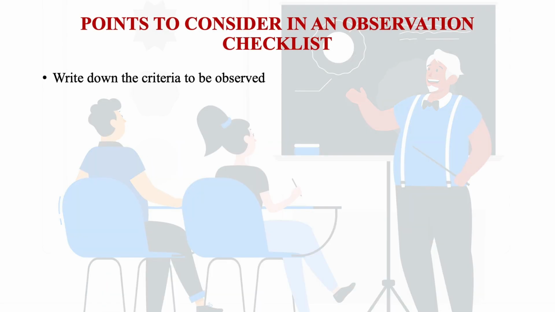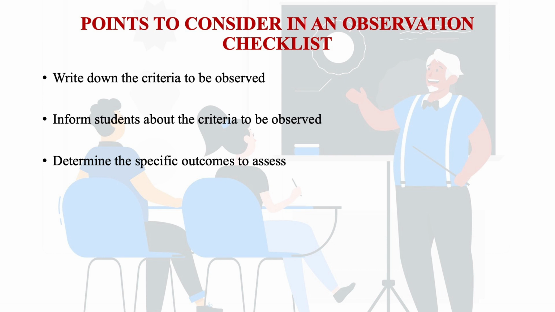What we have to consider when we prepare an observation checklist? Some points are important here. Firstly, write down the criteria to be observed. Secondly, inform students about the criteria to be observed. Determine the specific outcomes to assess. Then develop a data gathering system.